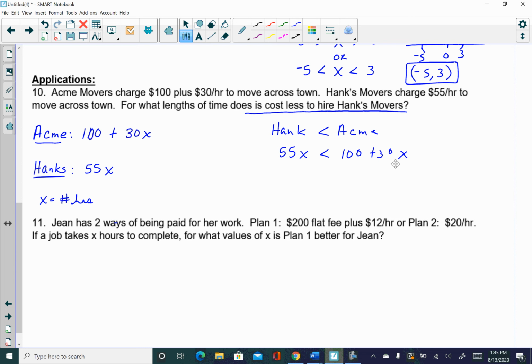So our goal is to get x all by itself, so I subtract my 30x. There's just a 30x over there. Cancels out. 55 minus 30, 25x is less than 100. And then last step to get x all by itself, divide by 25. So x is less than 4. So any amount of time less than 4 hours, Hanks is cheaper than Acme. So we could just say here, less than 4 hours.